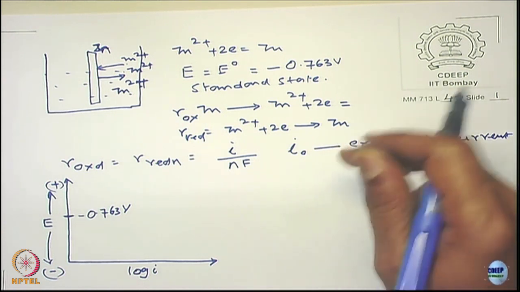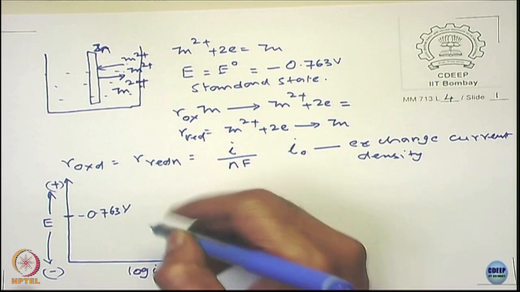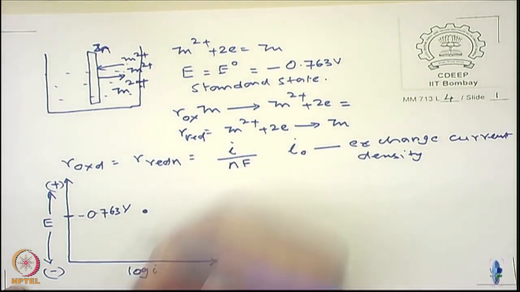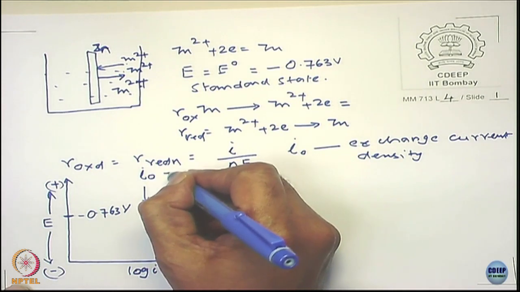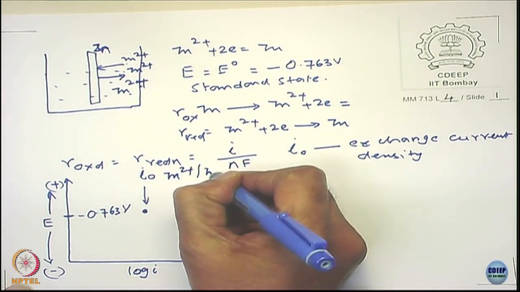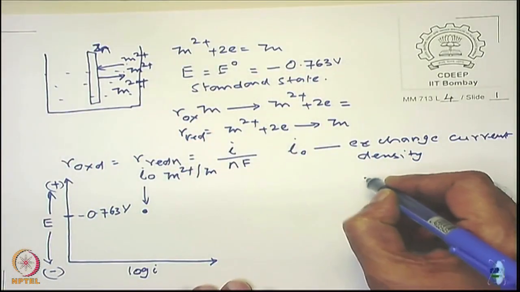It also has a current density, am I right or not? The forward reaction and backward reaction go equally. So, can I represent it in the diagram? I represent it somewhere here. What is this current called? This current density is equal to i naught, the exchange current density between Zn2+ and Zn here. Is that correct or not? Right? Agreed? I am going to now disturb this equilibrium. I disturb this equilibrium now. Let us look at the equilibrium again.